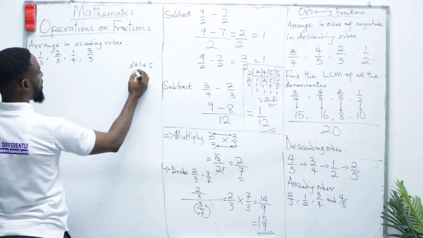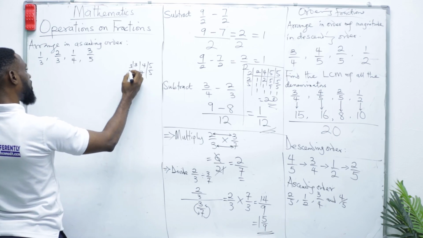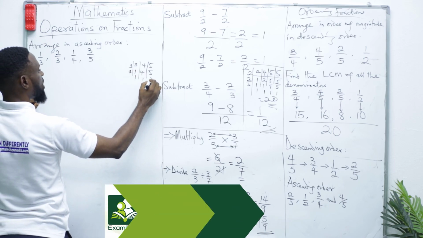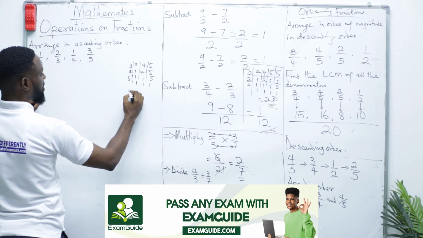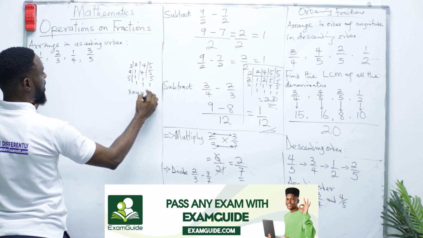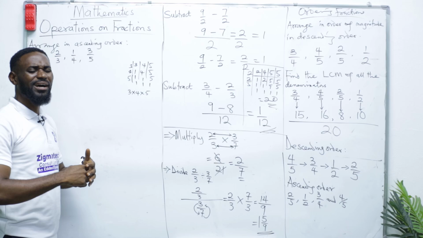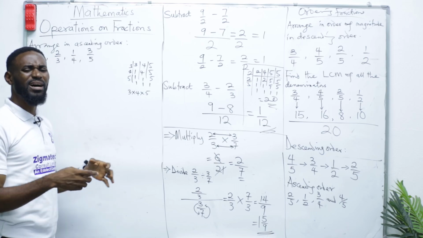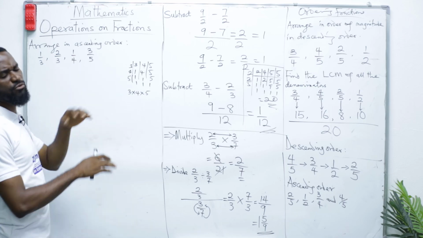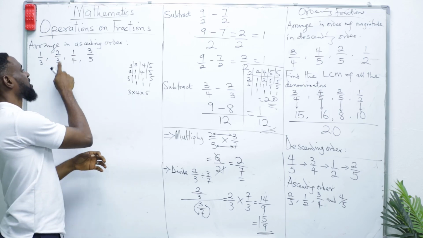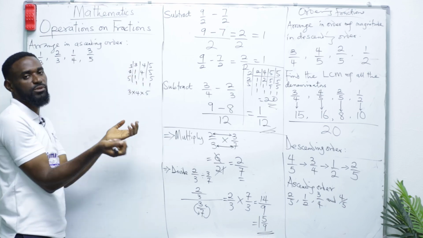3 here, 1, 4, 5. 4 here, 1, 1, 5. 5 here, 1, 1, 1. So this is 3 times 4 times 5. Remember what I told you? To find the LCM of 3 numbers, 2 numbers, 4 numbers without common factor, like look at 3, 4, and 5, no common factor, just multiply them. That is what we did here. It is still 3 times 4 times 5.